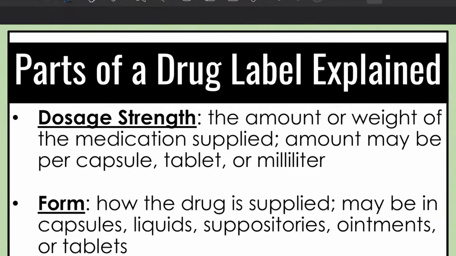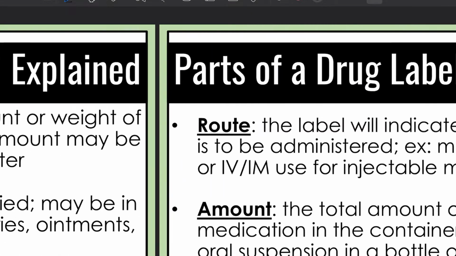Other parts are dosage strength. So this is the amount or weight of the medication that's supplied. So that's milligrams per capsule, milligrams per tablet, how many milliliters, so on and so forth. So form, how the drug is supplied. Is it a capsule? Is it a liquid? Is it an ointment? Is it a tablet? Is this a suppository? There's tons of different forms that medicines can take, but your label will tell you what that form is.